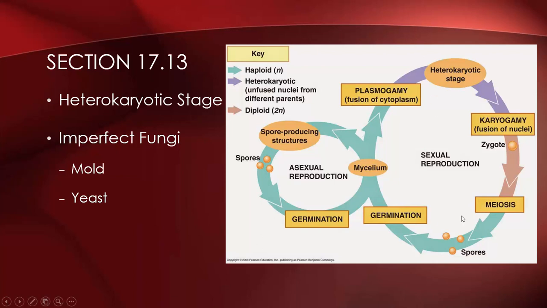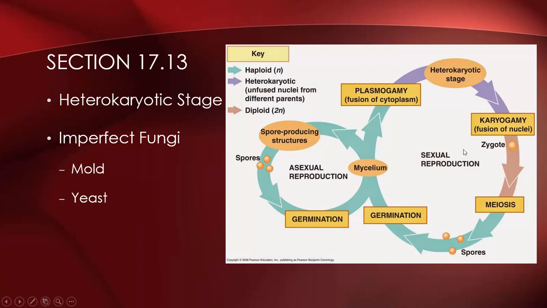intermediate between the haploid stage, which in fungi is really the vast majority of their life cycle. The diploid stage, the diploid generation, or alternation of generations for fungi, really doesn't actually last that long. It's a very, very short part of their cell cycle. Almost as short is this unusual stage up here, called the heterokaryotic stage.